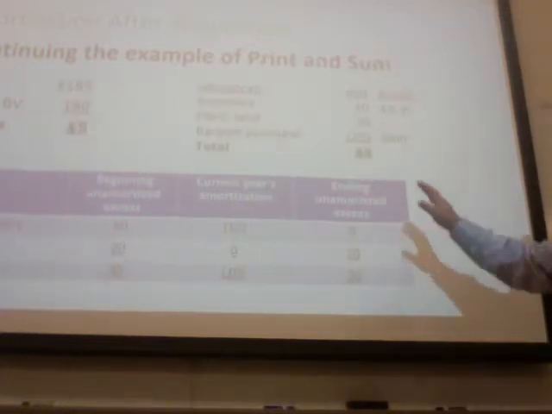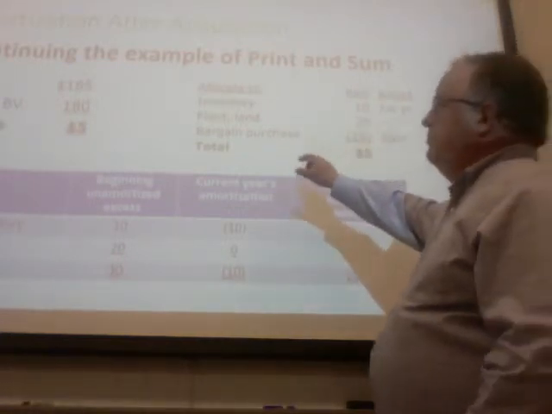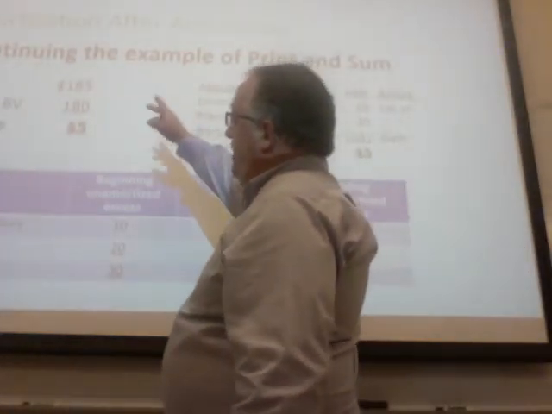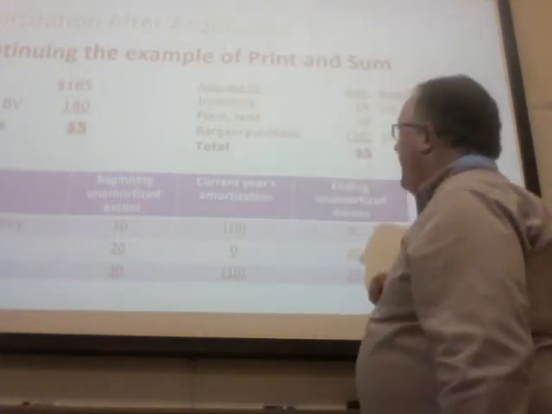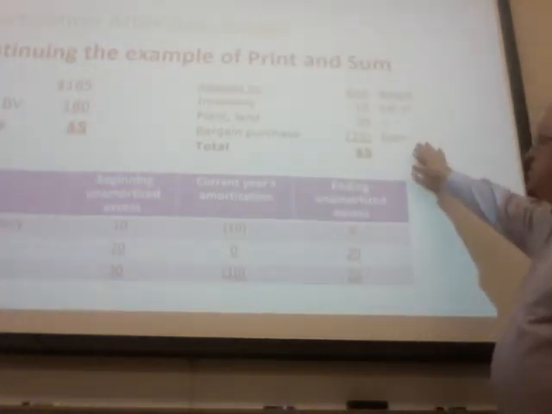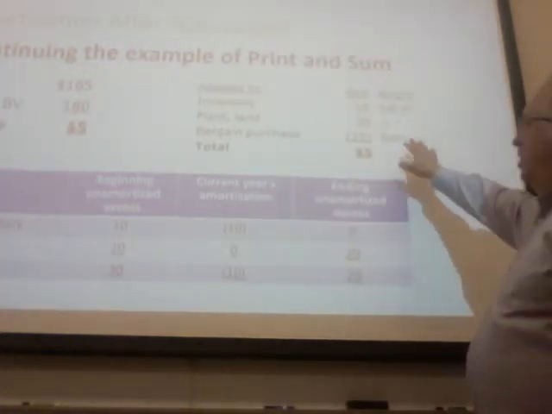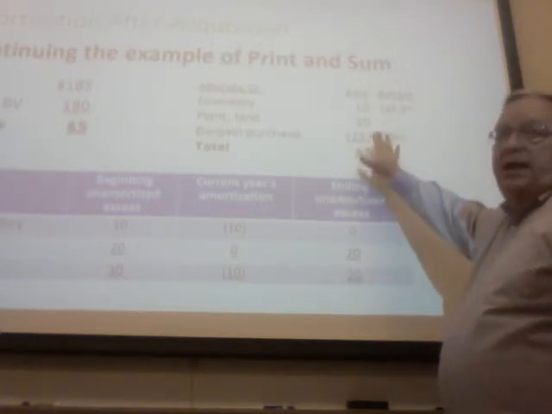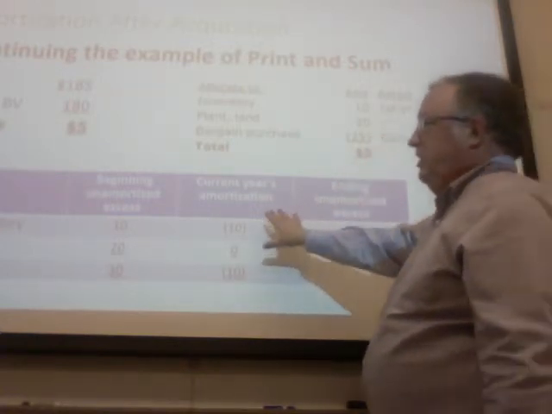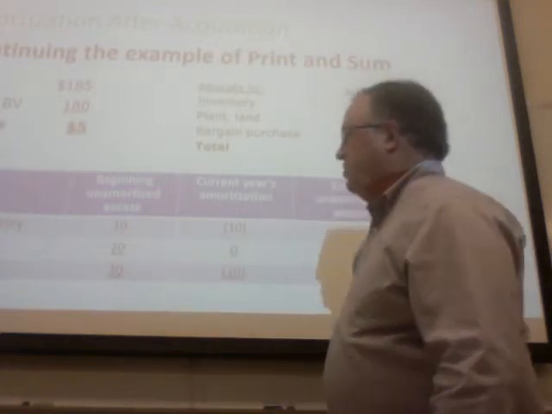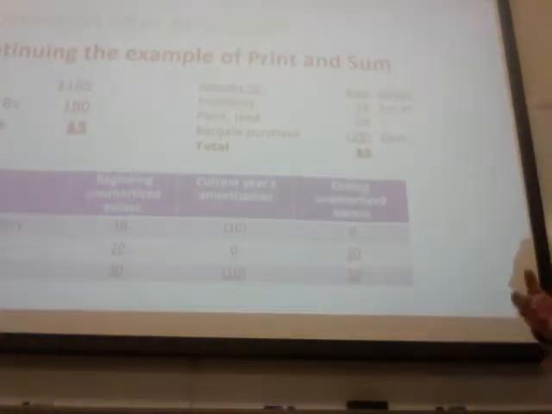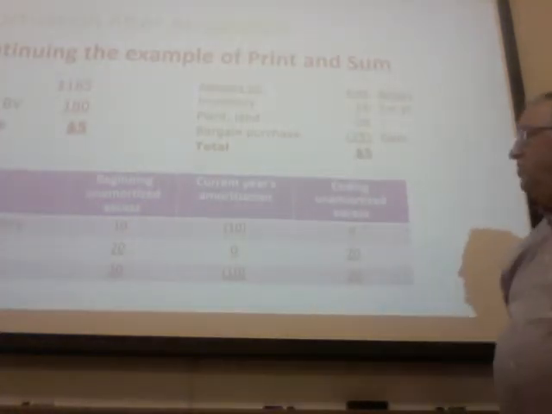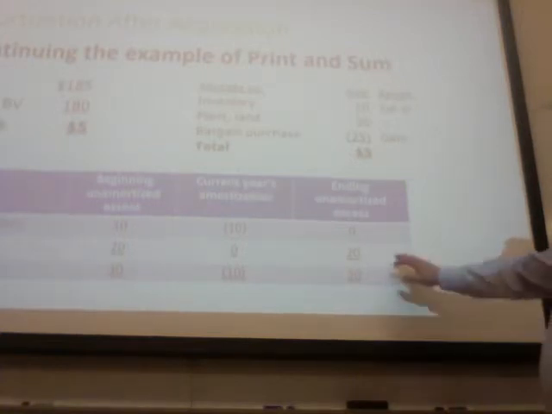And we'll continue, lastly, the example of print and sum, where we had a cost of $185, a book value of 180, and we had our bargain purchase. Bargain purchase gets recorded immediately at acquisition. We don't fool with it here in the amortizations, obviously. So we just have the inventory and the land. The inventory goes immediately to the income statement in the current year. Any unamortized excess is to land.